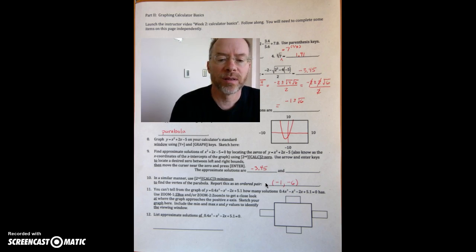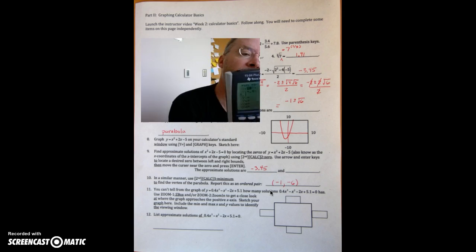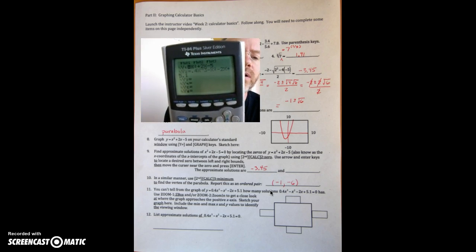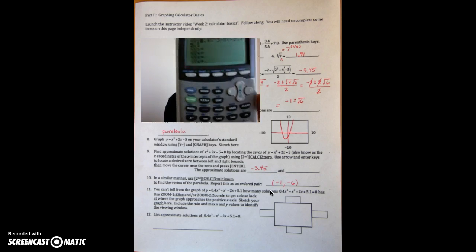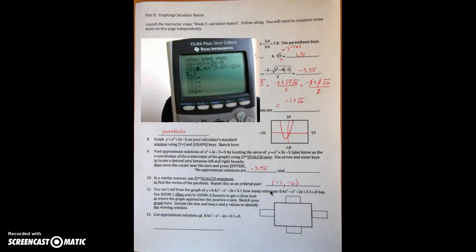Okay, so let me go down to the last item here, which is a more challenging item, and it says you can't tell from the graph of this weird cubic how many solutions this equation has. Well, let me see what that means. If I go to the y equals list again, I have that equation entered in there for speed, but I'm going to turn off the parabola, and I'm going to move my cursor over to the equal sign on the other graph and hit enter, so that now that one's highlighted.